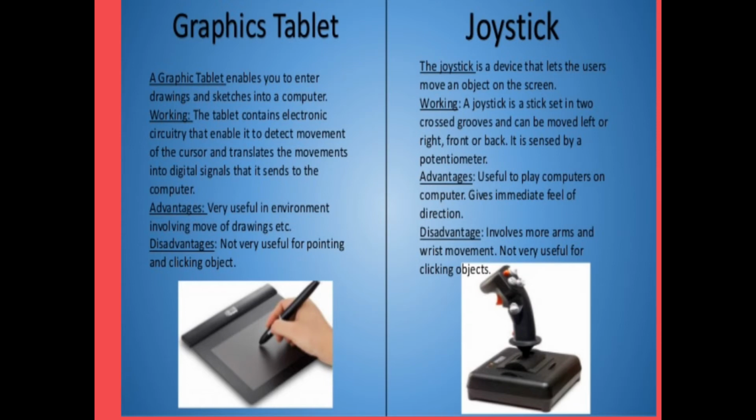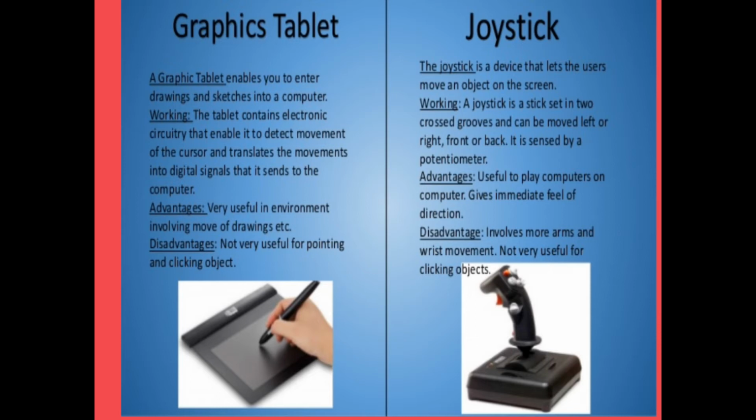Then another input device is graphics tablet. A graphics tablet enables us to enter drawings and sketches into a computer. The tablet contains electronic circuitry that enables it to detect movement of the cursor and translates the movements into digital signals that it sends to the computer. It is very useful in environments involving a lot of drawings etc. But there is a disadvantage, that is, it is not very useful for pointing and clicking objects.